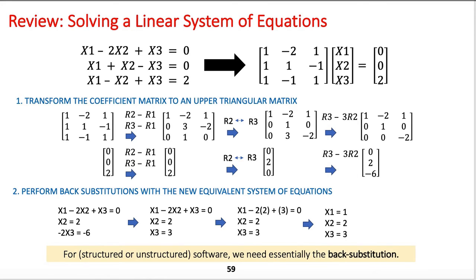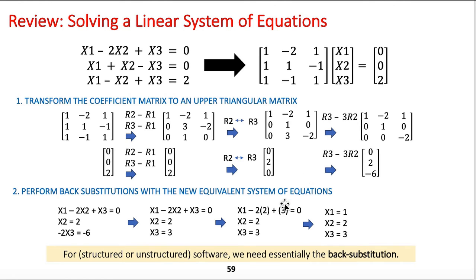A quick review of solving a system of linear equations. Remember the Gauss-Jordan method. It has two parts. The first part is to transform the coefficient matrix to an upper triangular form. Here I have shown a system of three equations in three unknowns. The coefficient matrix is a 3 by 3 matrix, and we can transform it to an upper triangular form. The upper triangular form means the elements below the diagonal are 0. So here we have the upper triangular form.